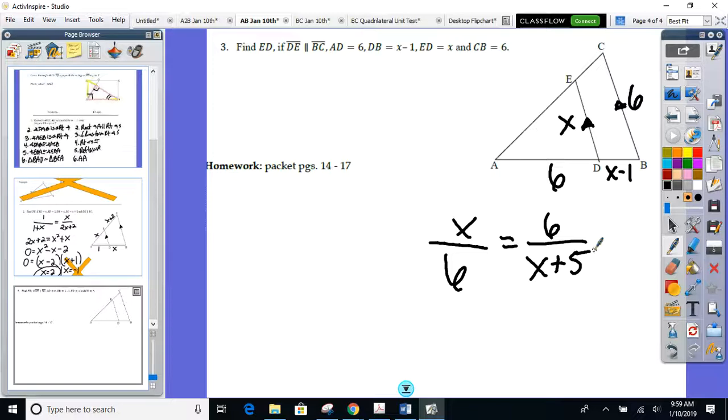What's this 6 match up with? Or this side, right? The 6s don't match up. So the 6 matches up with 6 plus x. Combine those like terms, what do you end up with? x plus 5. Okay, so 6 over x plus 5 equals x over 6. Find the sides that match up.